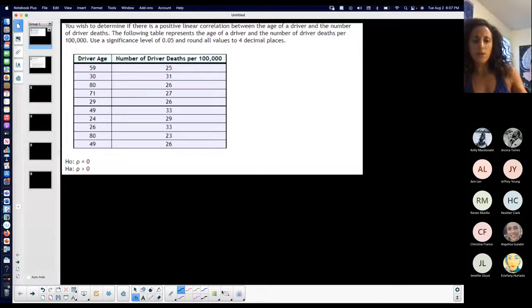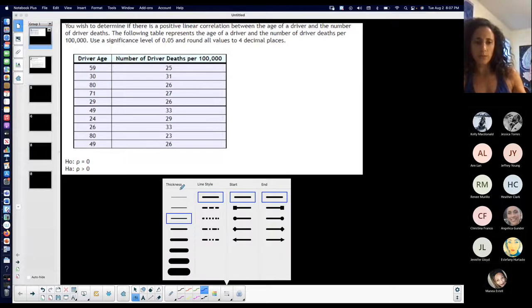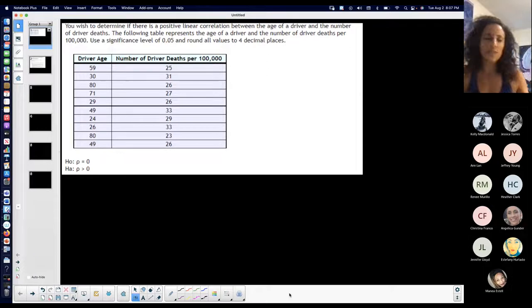So we know our rounding rule. We have to round to four decimal places. Use a significance level of 0.05. So my alpha, let's write that down, 0.05. And each of these values represents deaths per 100,000. This is not completely in order, in terms of least to greatest, but that's okay. The calculator can do that for us.